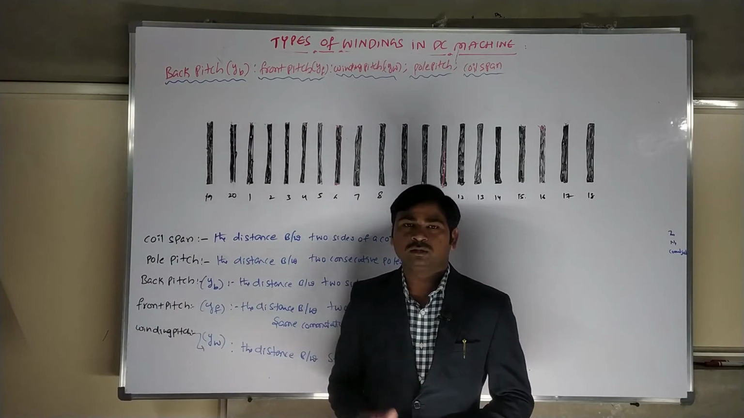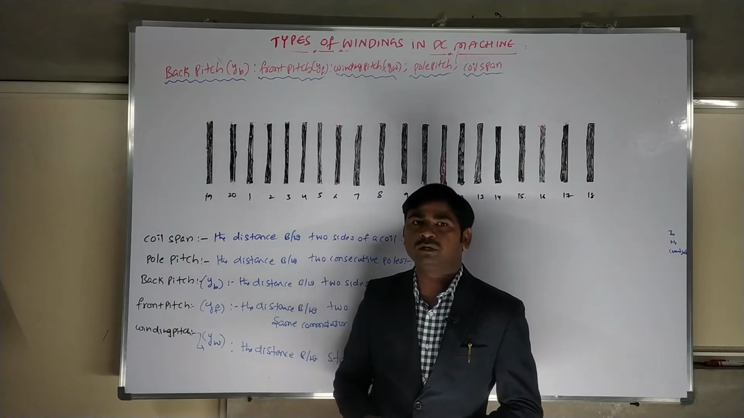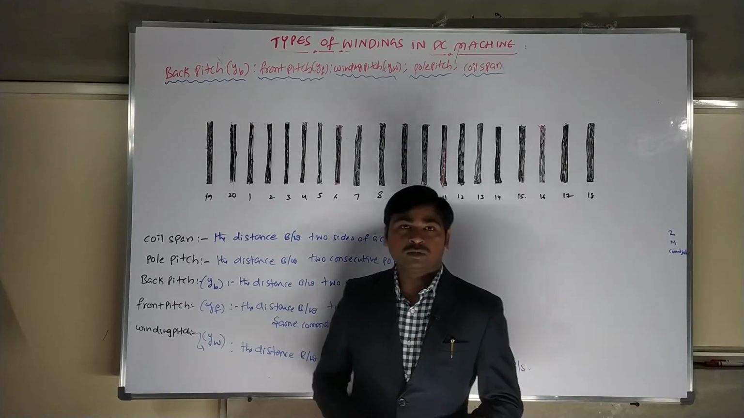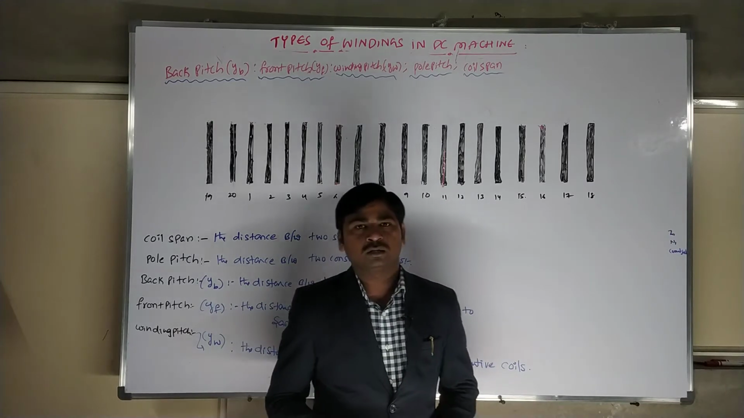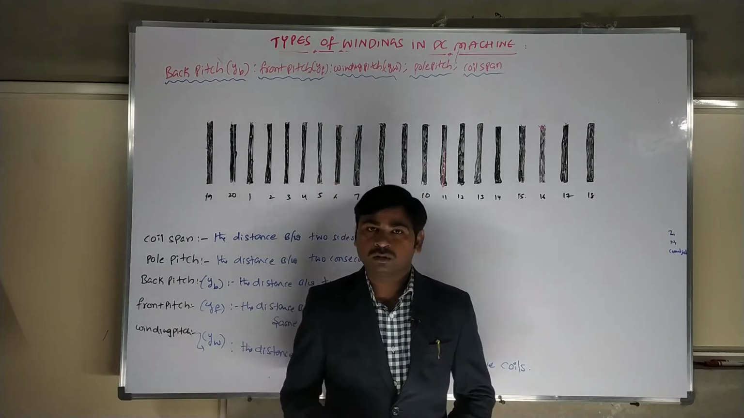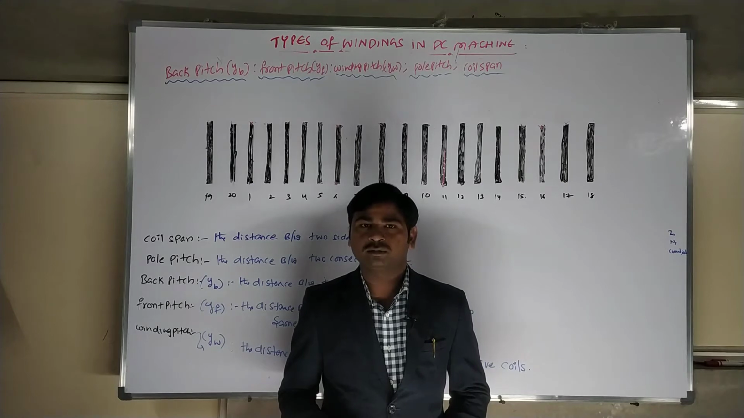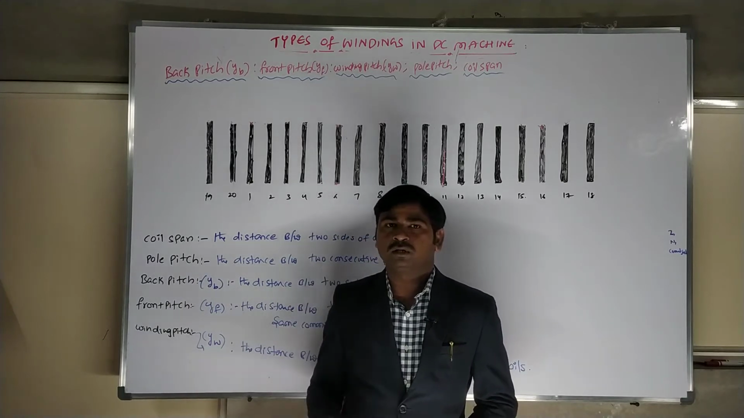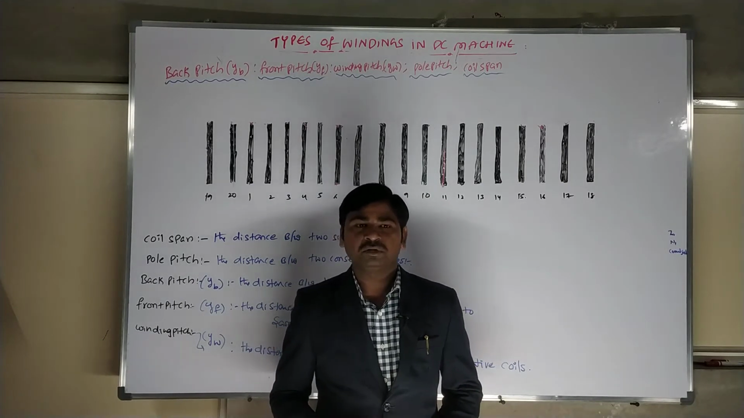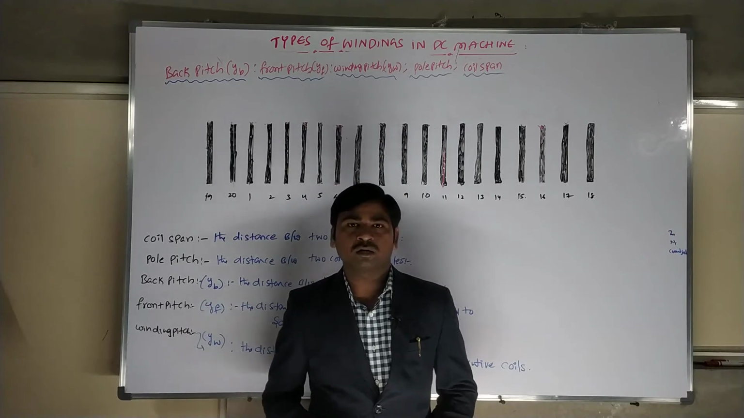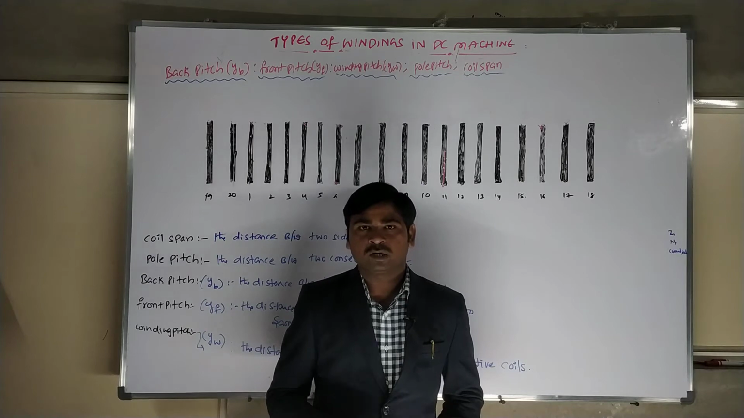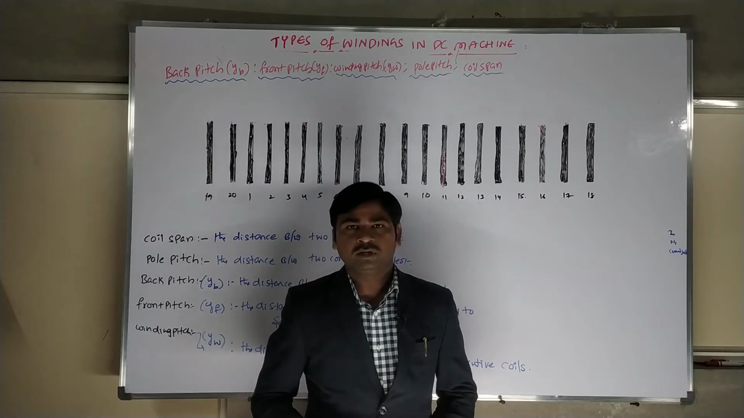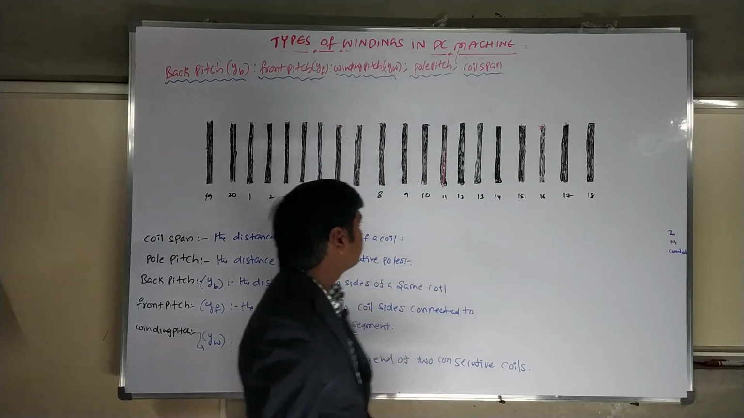Today we are going to see some important fundamental concepts, which are back pitch and front pitch. Also the conductors, the turns and coil span, and after that pole pitch and winding pitch. Inside the winding, the things will be there: coil and coil span. Later I will look at them one by one. These are fundamental things before entering the types of windings. Let us see.